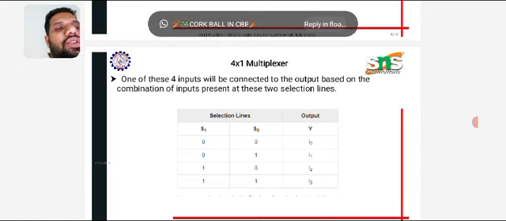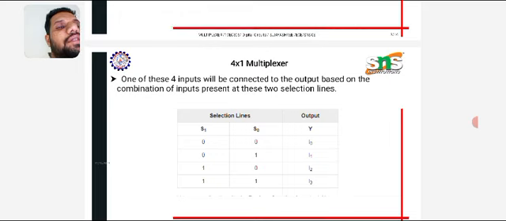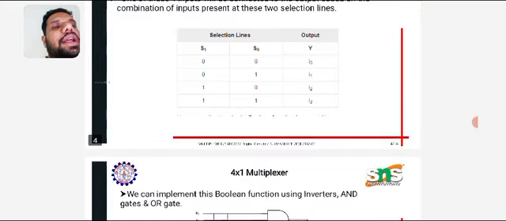If the selection lines are 0, 1, then the second input I1 will be connected to the output Y. Similarly, 1, 0 means the selection lines will connect the I2 input to the output Y. Similarly, the last condition will be 1, 1. This is for 2 bits. If you go for 3 bits, S0, S1 and S2, you can start from 0, 0, 0 to 1, 1, 1, up to the number of inputs.